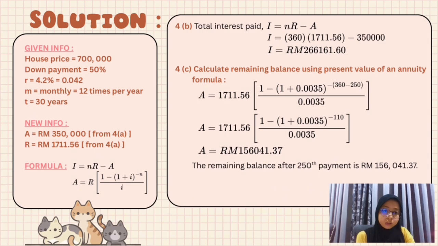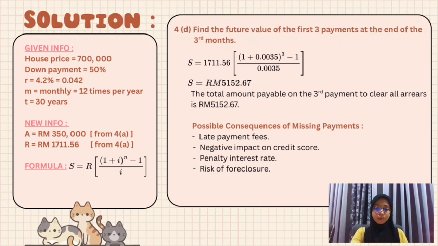You must be wondering, why do we have to minus 250 from 360? 360 is the total number of payments, and 250 is the completed payments. We minus to get the remaining payments, which is 110. So the remaining balance after 250 payments is RM 156,041.37.